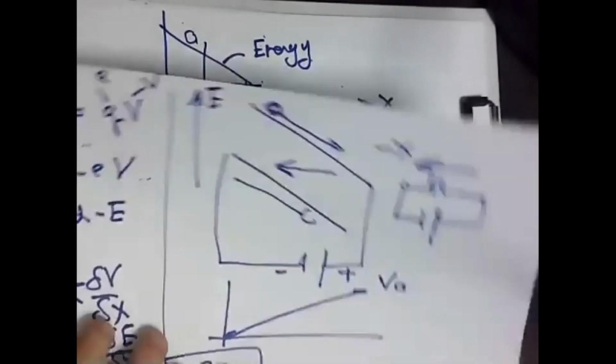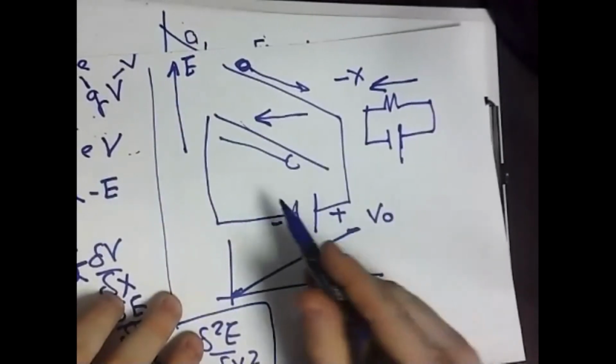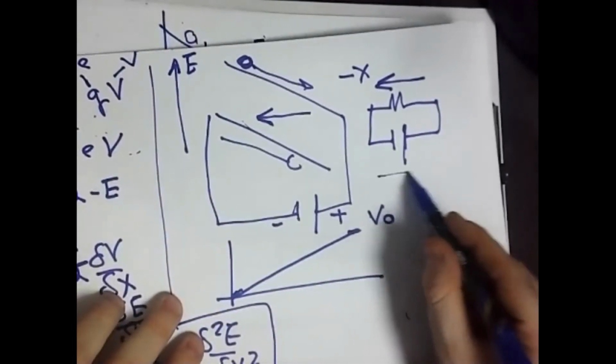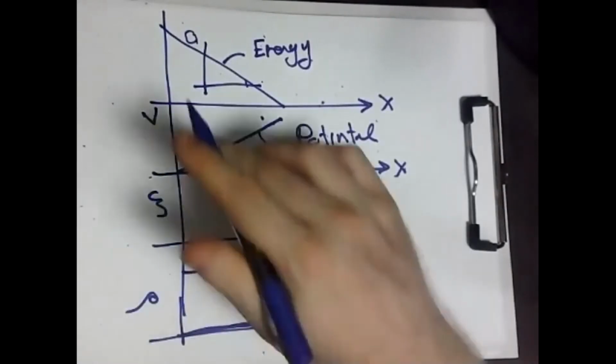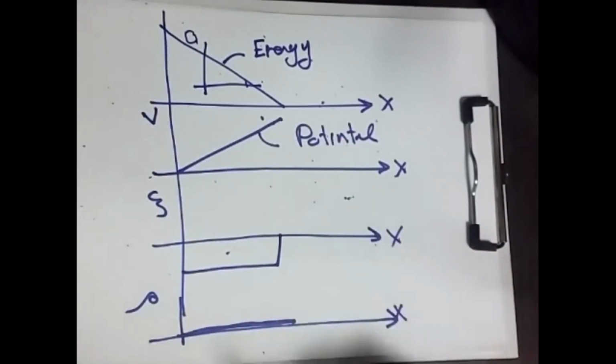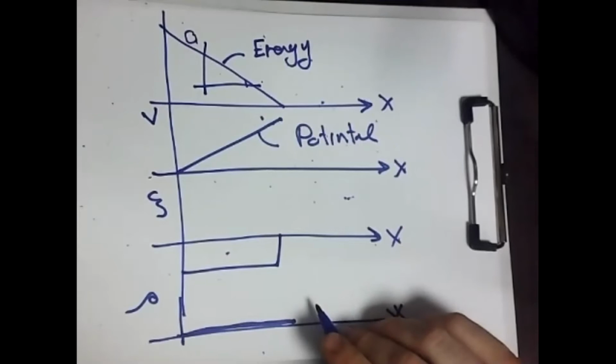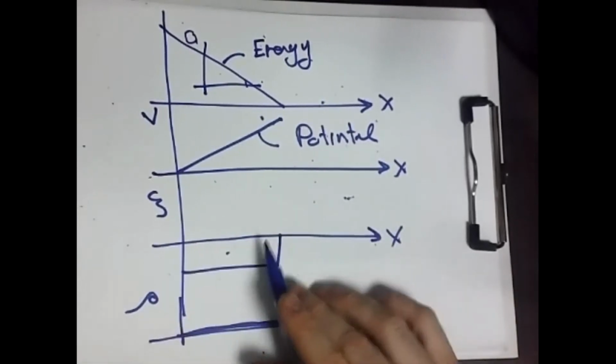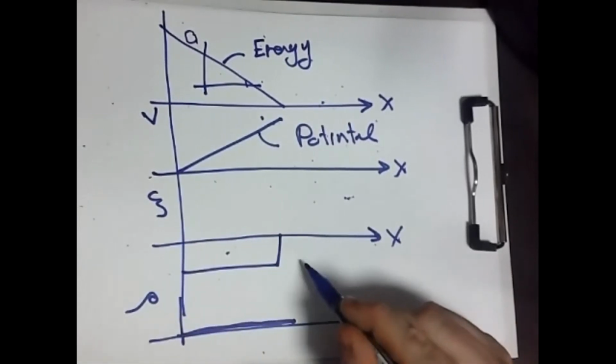So if the battery is reversed, so this is positive, this is negative, you will get a current in this direction, and this will be a positive slope, and then you have a positive electrical field. So now this is the sign of the electrical field, and this electrical field is negative.